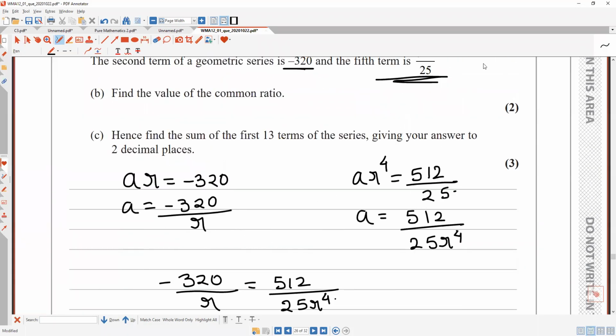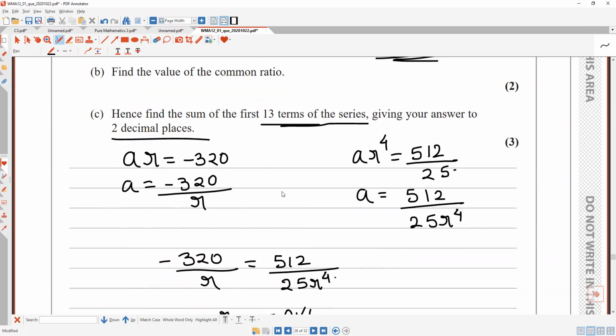Now what they are asking: hence, find the sum of the first 13 terms, giving your answer to 2 decimal places. Whenever they say to give the answer in 2 decimal places, try to work with more than 2 decimal places in between, take 3 or 4 decimal places so that you get an accurate answer, and finally give it to 2 decimal places. Everyone got it?